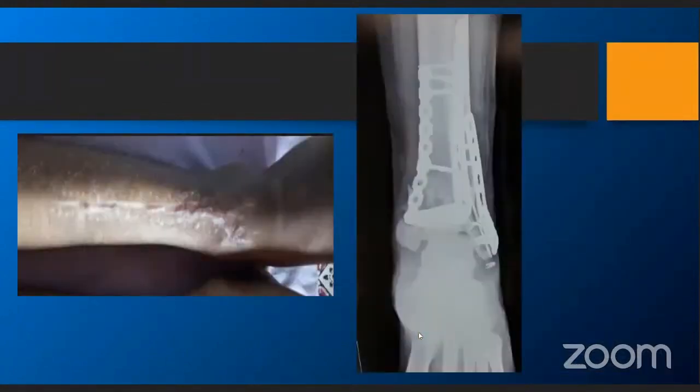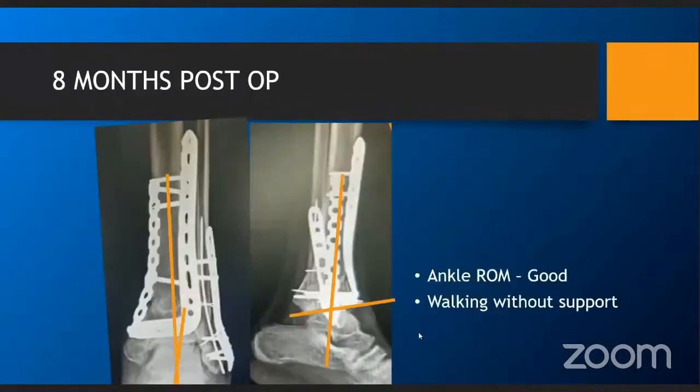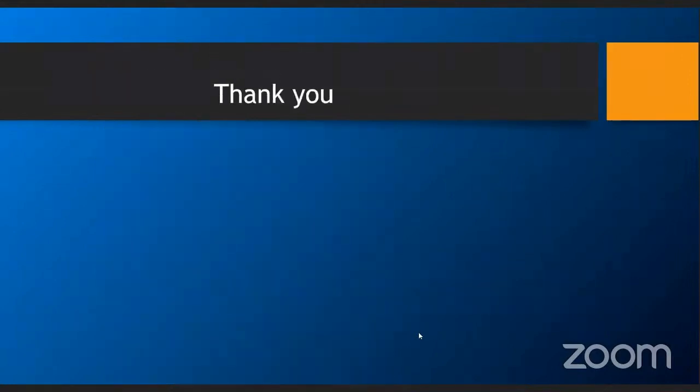Fortunately, the soft tissue was nicely healed, and this is the 2 months post-op. Talus is a little in the tilted position, but this is the maximum which I could achieve on table. And this is the 8 months post-op with a fairly good range of motion, because the dorsiflexion of the distal tibial angle was reasonably okay. So the range of motion was good, and she was walking without any support.